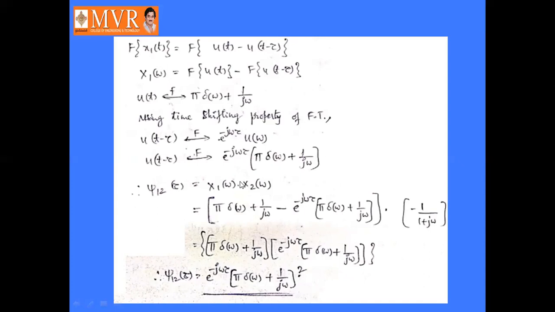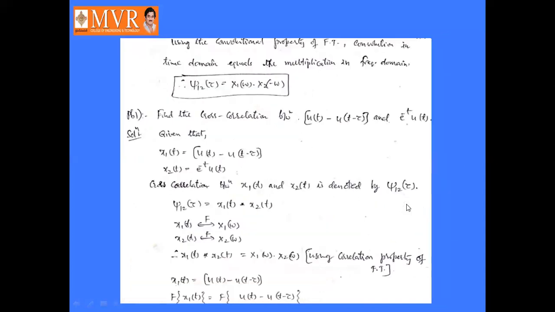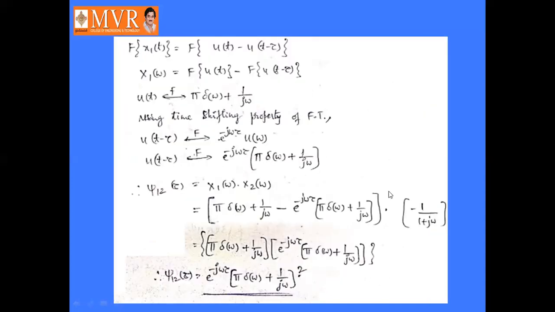So j12 of tau equals x1 of omega into x2 of omega. What is x1 of omega? x1 of omega is pi into delta of omega plus 1 by j omega minus e power minus j omega tau into pi into delta of omega plus 1 by j omega. And the Fourier transform of e power minus t into u of t is 1 by 1 plus j omega.